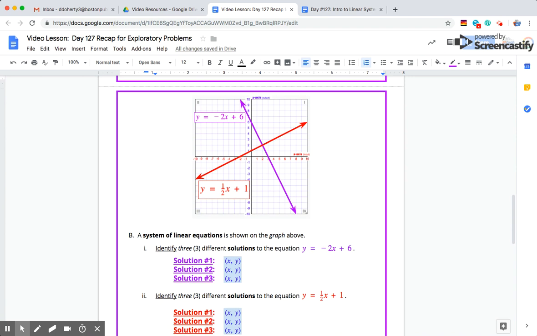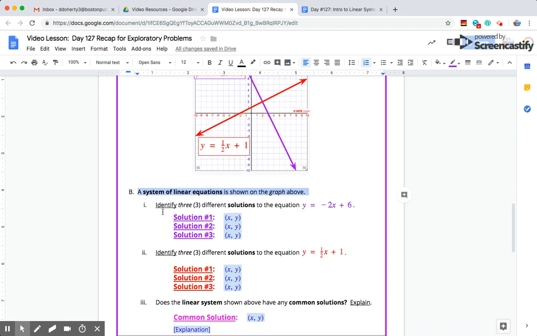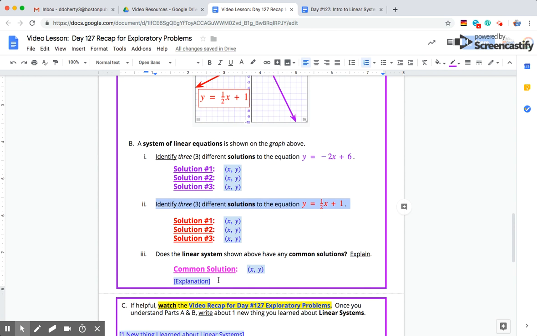That's part A. At this point, now that you understand solutions a little better in linear equations, part B provides you with a linear system. The purple equation y equals negative 2x plus 6 is graphed out, and the red equation y equals 1/2 x plus 1 is also graphed out. You should have no problem now on part 1 and part 2 to identify solutions to these equations if they provided you with the graph for those linear equations. The key thing, and I want you all to figure this out on your own, so we're not going to review it in the video.